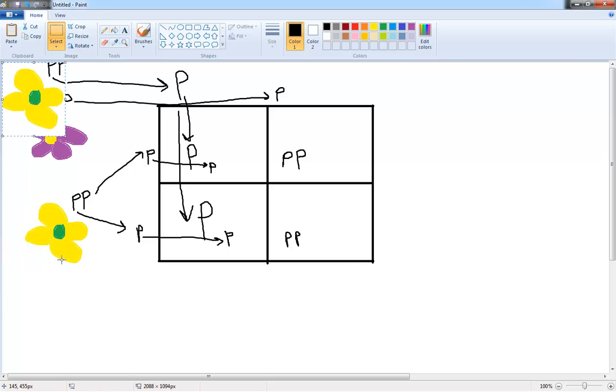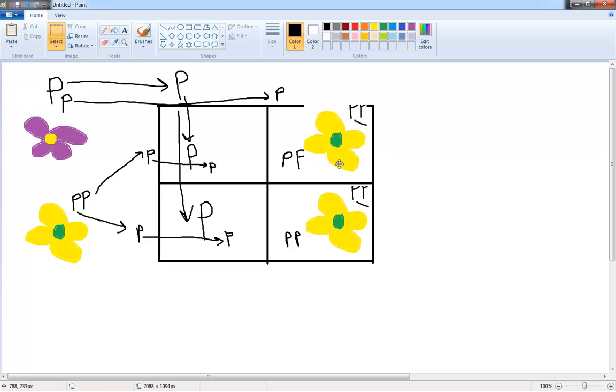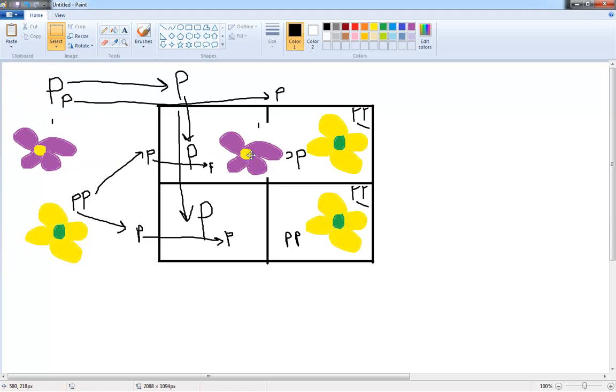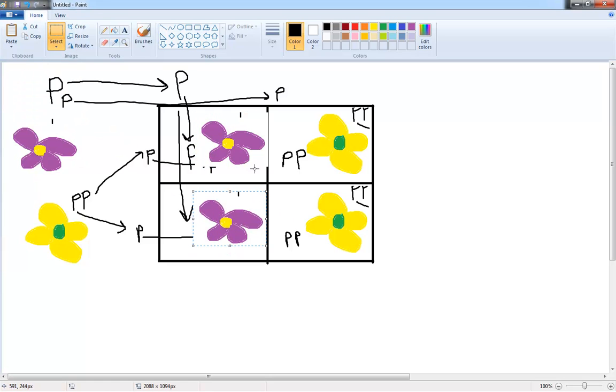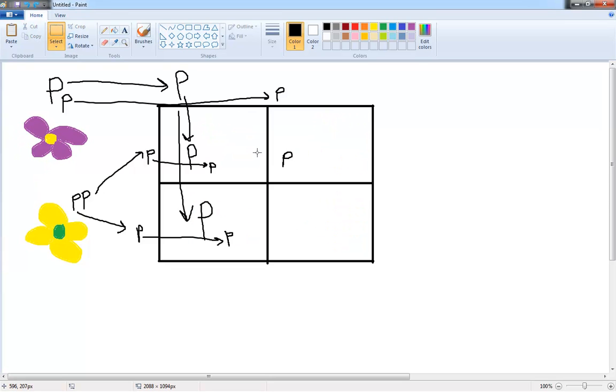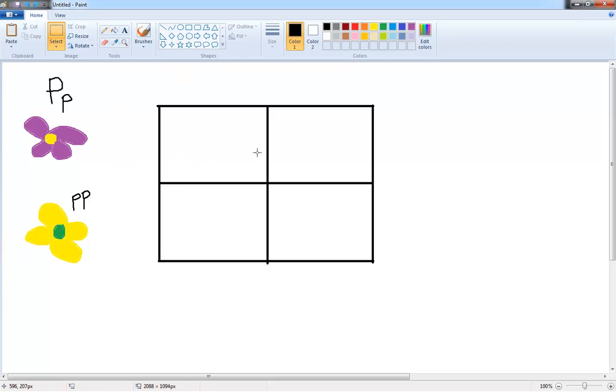So we would expect that if we crossed these, the progeny would be half purple and half yellow. Okay, and that's how you do a Punnett square. That's how you conduct these probabilities. We're going to do a lot more of these on the worksheet, though. Let's back this up. Okay, that's how you do a Punnett square.